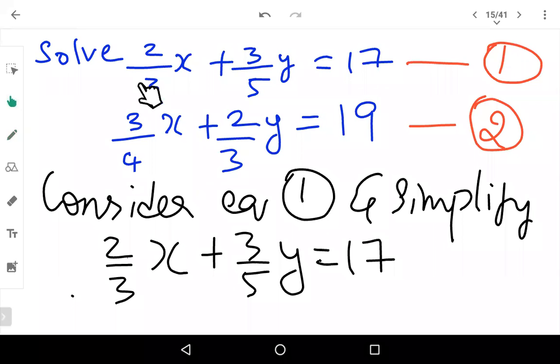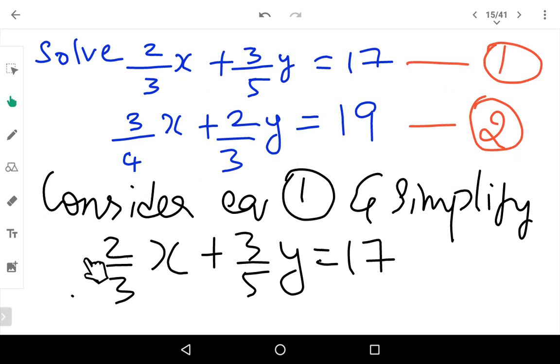Solve 2/3 x plus 3/5 y is equal to 17, and 3/4 x plus 2/3 y is equal to 19. First, these equations have coefficients as fractions. These fractions are supposed to be simplified and the equation should be in a normal format. That is why we are supposed to simplify each of the equations and then we will solve them simultaneously.